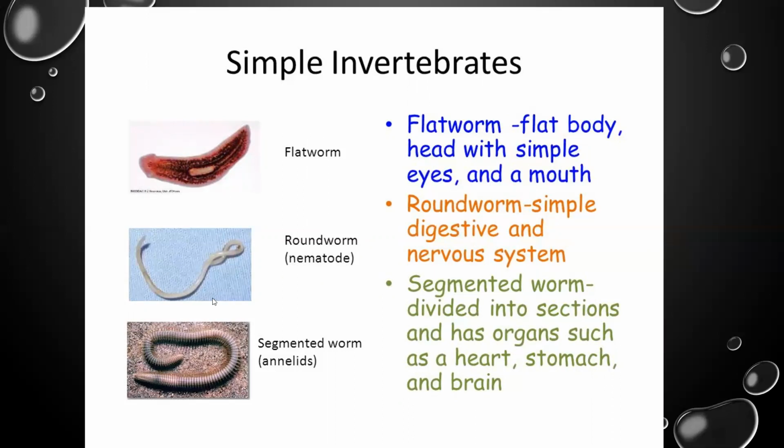Okay, some people, if you have parasites in the stomach, roundworm or flatworm can be found. Next, we have the segmented worm, the annelids. Segmented worms are divided into sections and have organs such as a heart, stomach, and brain. So this is for the segmented worm, or the annelids. So what are these? We have the flatworm, roundworm, and segmented worm. These are simple invertebrates.